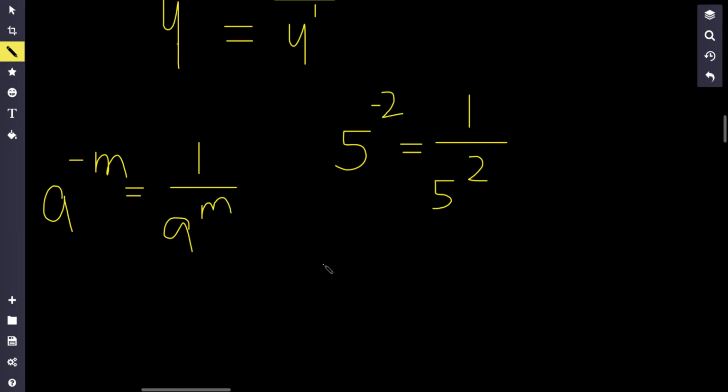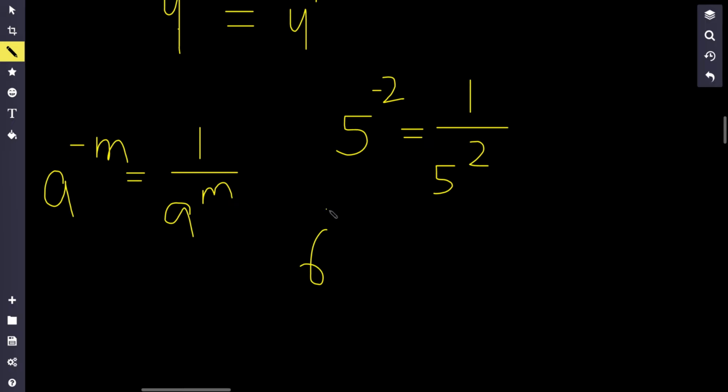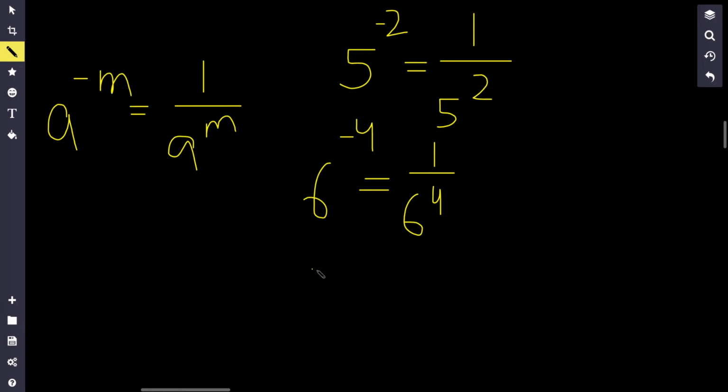Let's do it again. Let's do 6 to the negative 4 power. What is this going to be equal to? This is going to be 1 over, you keep the base of your exponent, and you turn the exponent positive. 1 over 6 to the 4th power. 7 to the negative 3 power. Well, what is this going to be equal to? Well, this is going to be equal to 1 over, keep the base, turn the exponent positive. 1 over 7 to the 3rd power.